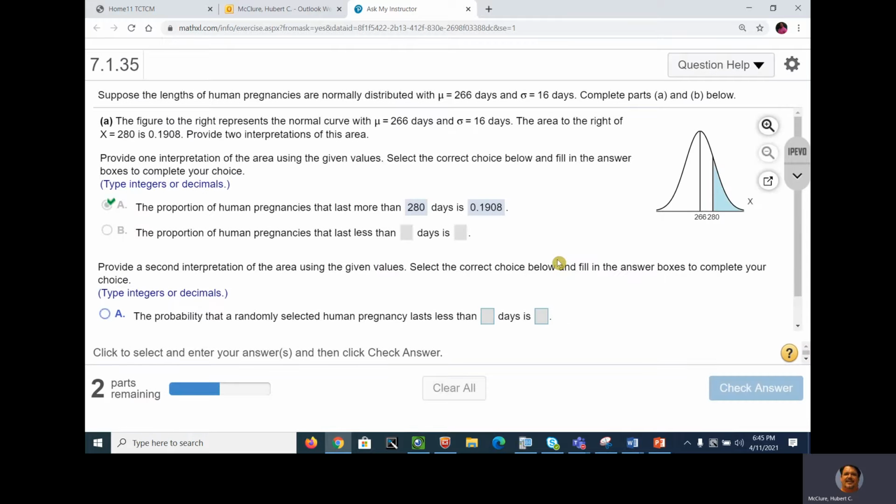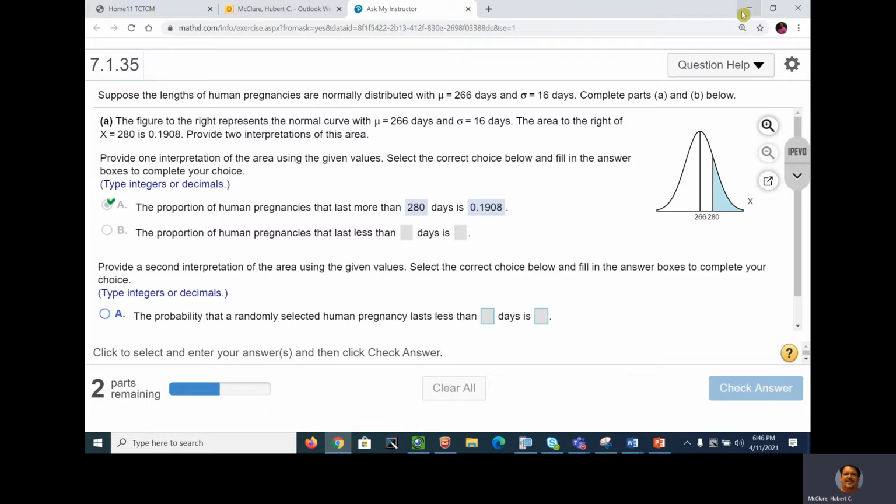Now you may think this looks like a 7.2 question, but it also looks like an empirical rule question. So I don't know. We're just going to have to see what it is. It looks like an empirical rule question because it says mean of 266 and a standard deviation of 16. So when you see a mean of 266 and a standard deviation of 16, that means draw the curve. And I've been telling y'all that since the 3rd chapter.